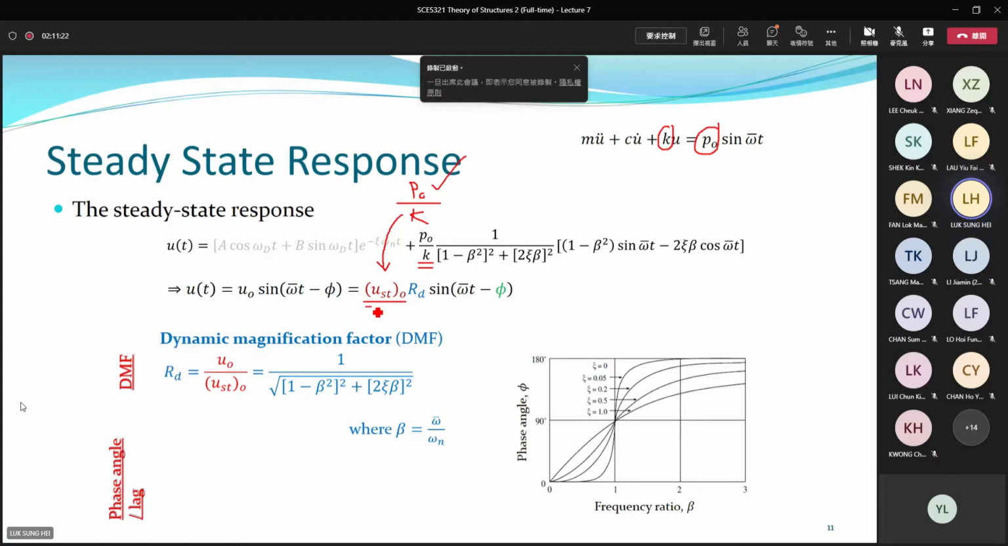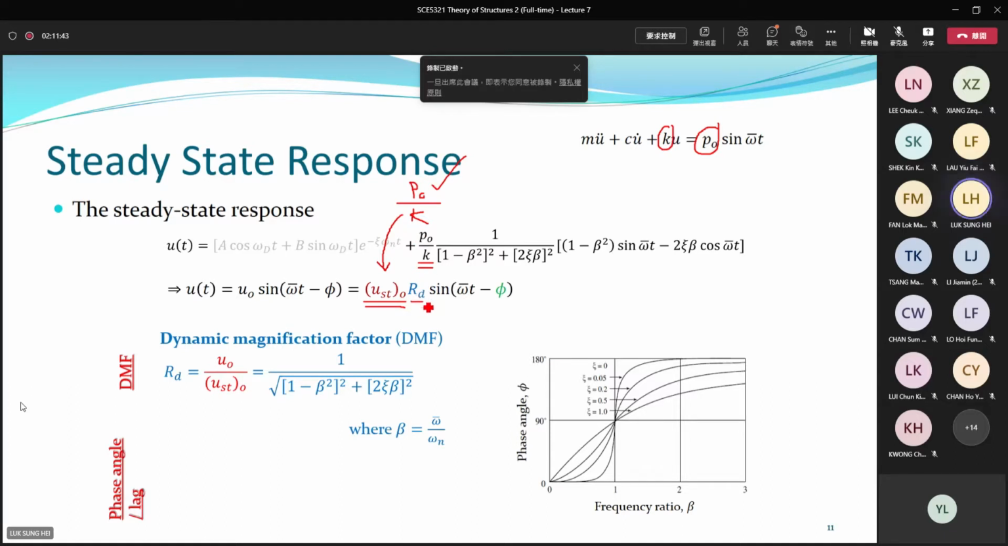Because this term is something like a constant. P0 is a constant, right? K is a constant. The ratio gives you something like a constant, a static. So here we normally call this the static displacement, UST, force over stiffness.